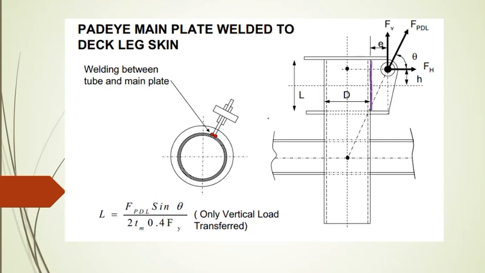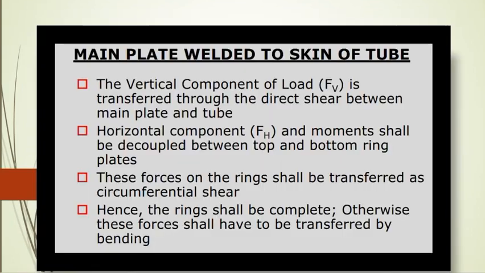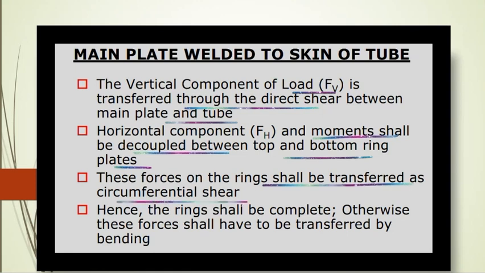This line, the moment is taken by this stiffener. The main plate is welded to the skin tube. The vertical component of the load is transferred through the direct shear between the main plate and tube. The horizontal component and moments shall be decoupled between the top and bottom ring plates. These forces on the rings shall be transferred as circumferential shear, as the rings shall be complete. Otherwise, these forces would have to be transferred by bending.